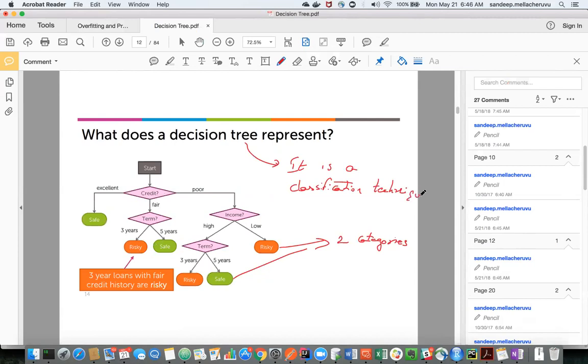It can also be used for regression. We'll look into those, but it is primarily a classification technique. If you want, you can use it for regression also with some small modifications. For now, let's not worry about classification versus regression. We'll just worry about the classification technique. Is this clear?